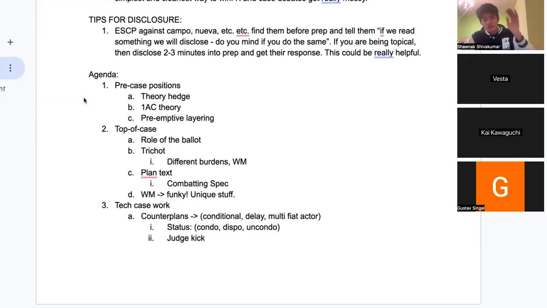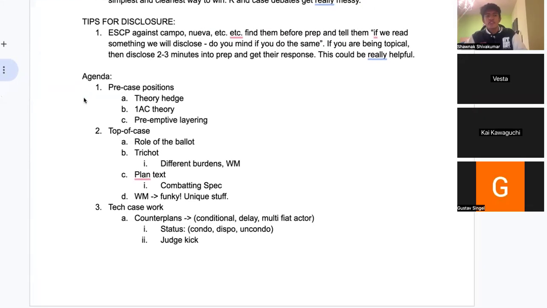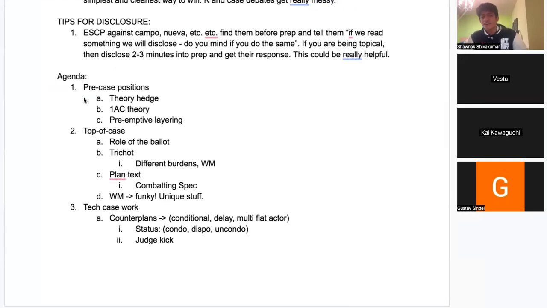Okay. So let's structure this into pre-case, top of case, tech case, and then theory, critiques, tricks. First is pre-case positions. I don't know if this is an actual term. I just call it pre-case position because you read it before the case, and these are independent or regardless of case.